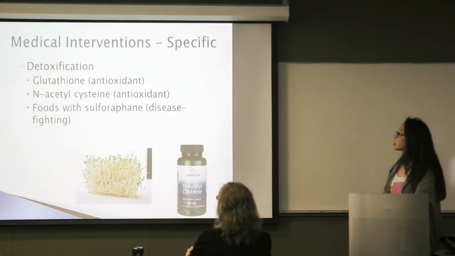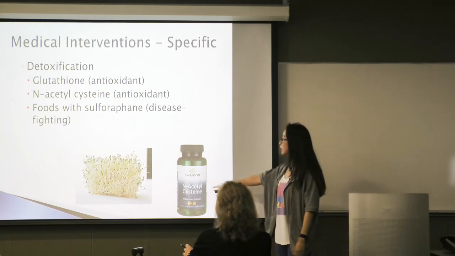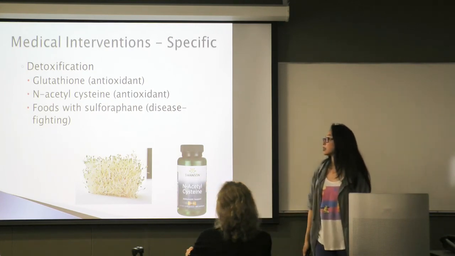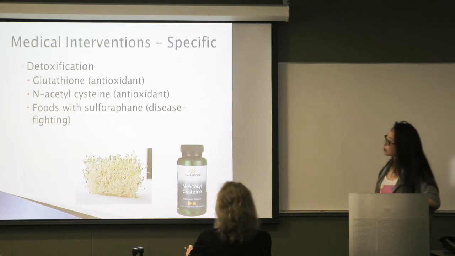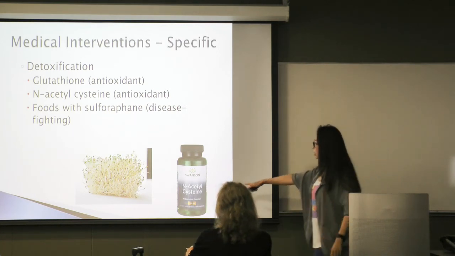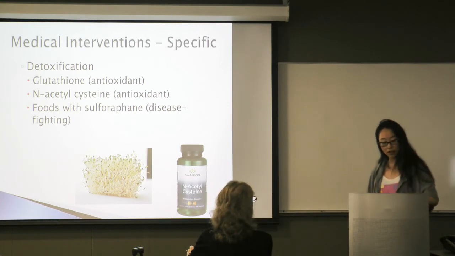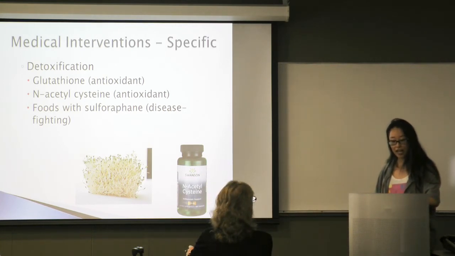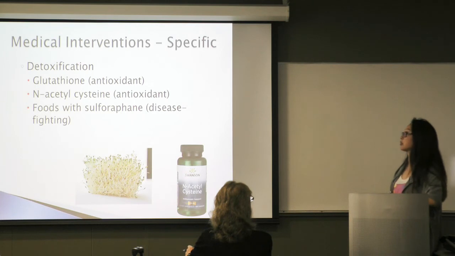And he also suggested detoxification. Glutathione and acetylcysteine are both antioxidants, and you can find them online in the stores. You can buy them as a supplement. I looked up N-acetylcysteine online to see what the benefits were. And it says it supports healthy respiratory function and supports detoxification of environmental toxins and pollutants. So it's literally for this.